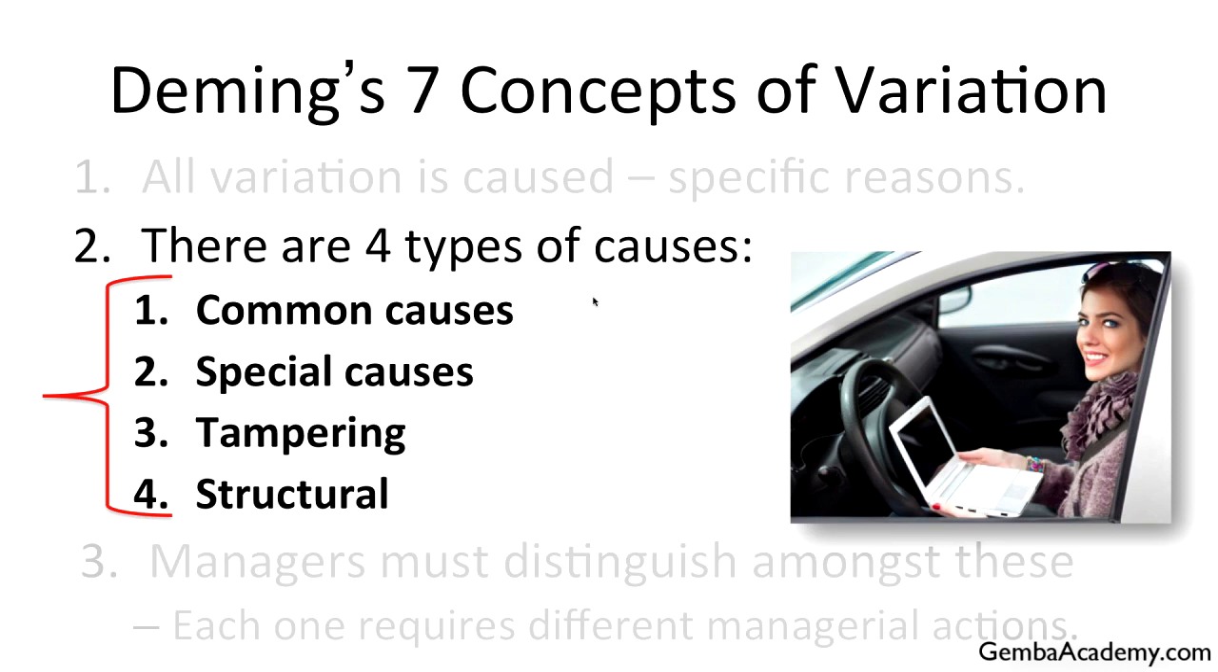Because if we look at Deming's, what we call the 7 concepts of variation, and I'll just go through this briefly, all variation is caused, but there's different causes. We'll go through these 4. So think about, if you're doing an SPC chart on how long it takes you to drive to work every day, and unlike the picture, don't build the spreadsheet while you're driving, please. She must be in a parking lot.